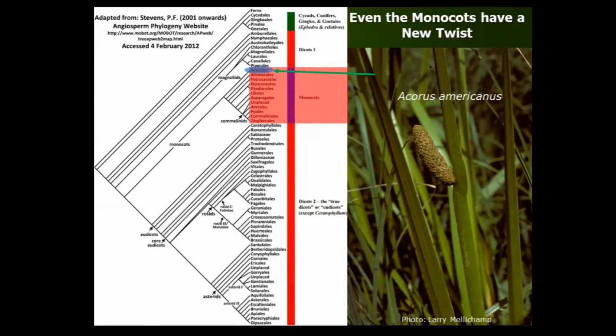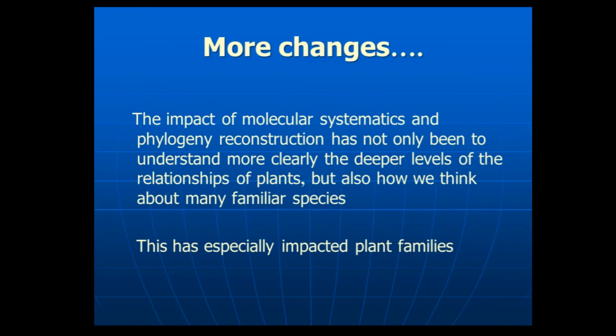So Acorus is not an aroid. It's not a member of the Araceae family, which is what we once thought. But it turns out it's the most primitive of all monocots. So that's a really interesting feature. In the Acoraceae, there's only one of them. It's an ancient relic surviving from the most primitive times.